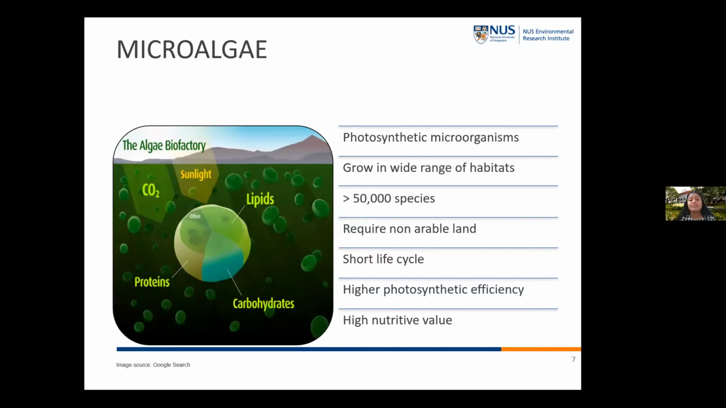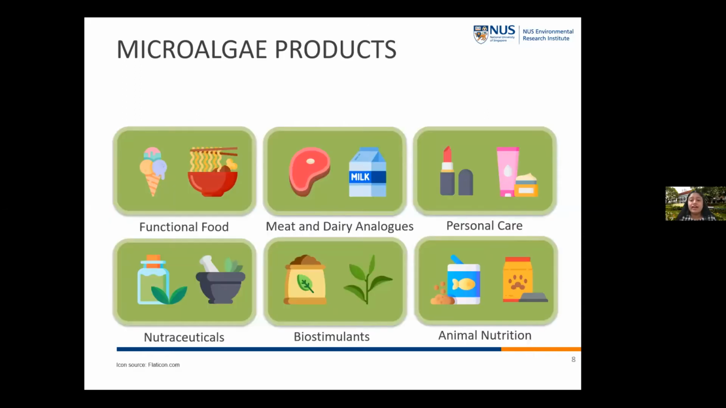carbohydrates, vitamins, and minerals. Now, since the biomass has so many nutritional compounds, microalgae find application in many industries, starting from functional food. Now, what is functional food? It's where you take a normal food product and include additional nutritional substances. So instead of doing that, we can incorporate microalgae biomass into such products, for example, ice cream, pasta, noodles, and increase their nutritional value.